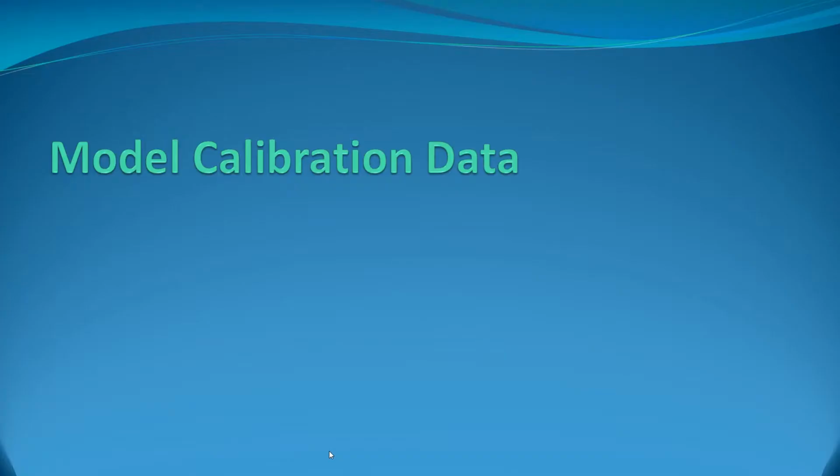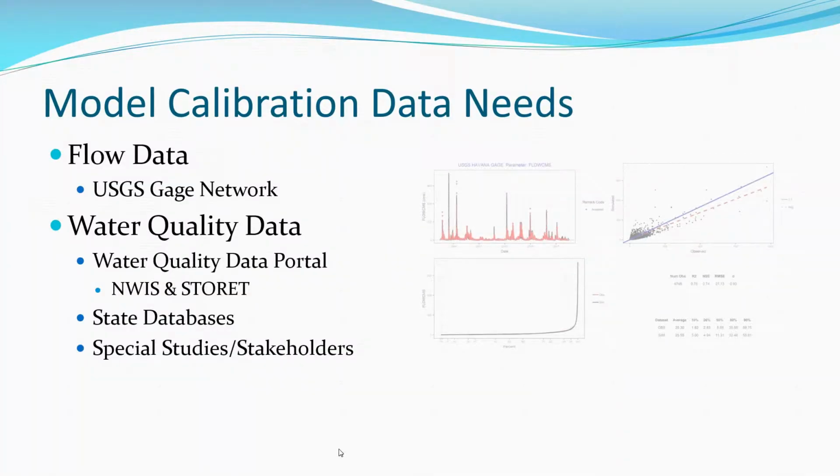The next set of data that you're going to have to compile and get together is the data that you're going to use for model calibration. This data should consist of any of the state variables that you're calibrating in the water quality model or the watershed model, including flow. The sources of this data could be, for flow data, the USGS flow gauge network.